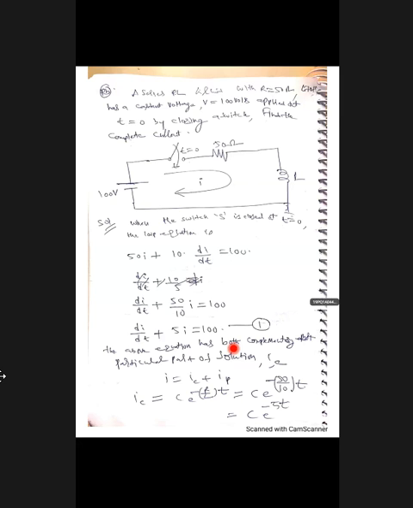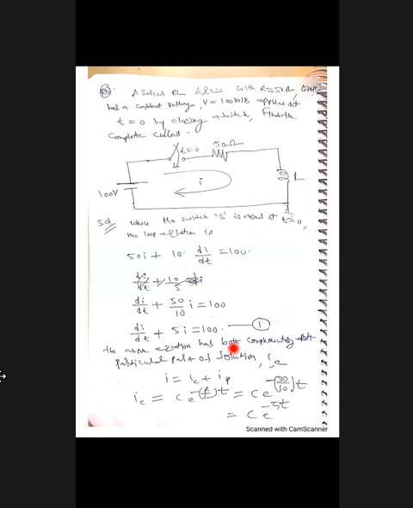V is equal to 100 volts here. So 50 into i plus 10 into di by dt is equal to 100 volts. Here everything is a differential equation, there is no difficulty here. Why? Because these are only differential equations. So just separate the di by dt.